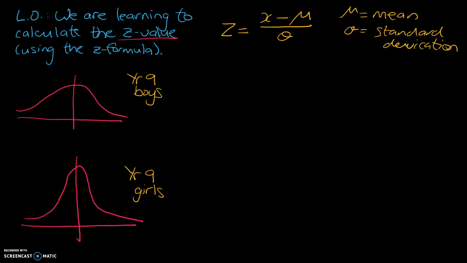So year 9 boys, let's say on average they weigh 50 kilos, and on the other side of it, let's say the girls on average weigh slightly more, 53 kilos. The boys, their graph is a lot kind of lower and wider. Let's say they have a standard deviation of 10 kilos, whereas the girls, they've got a standard deviation of 5 kilos.